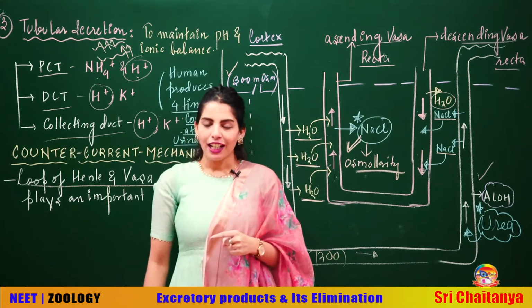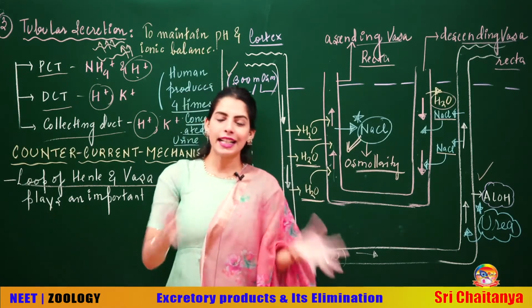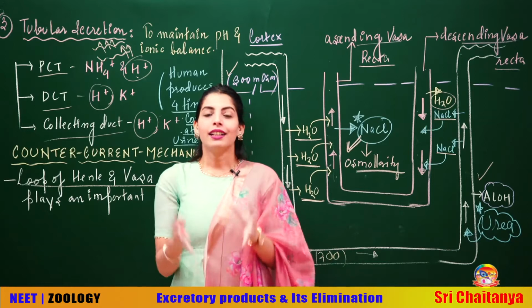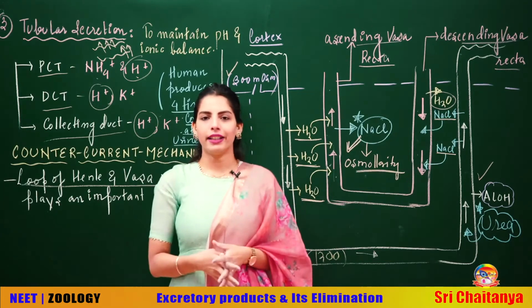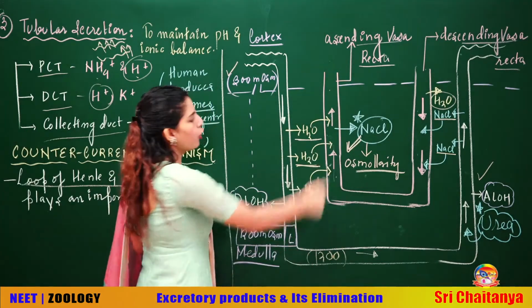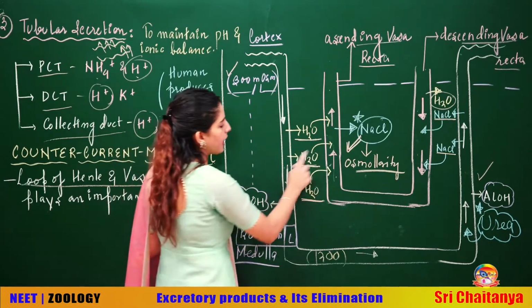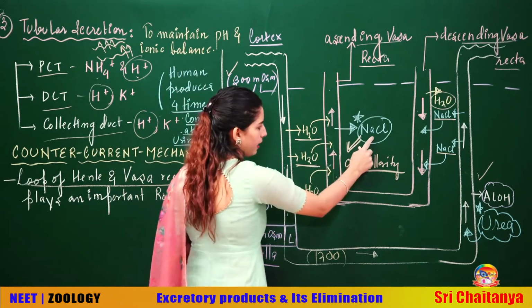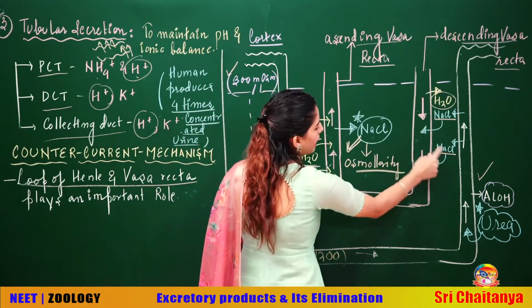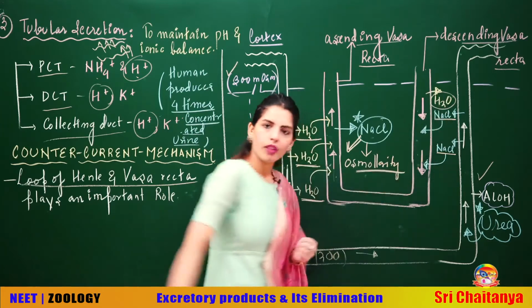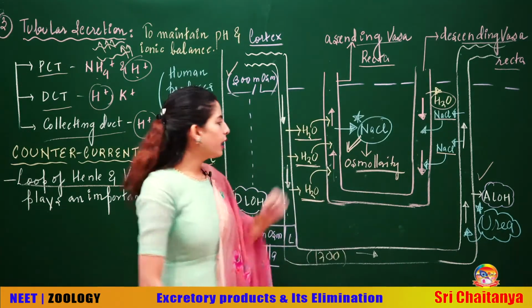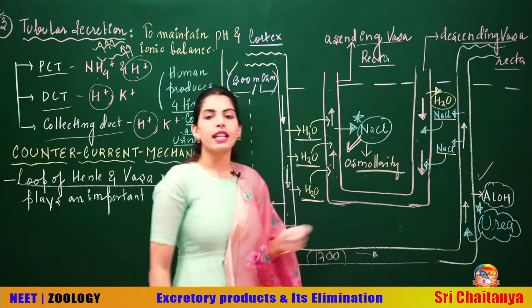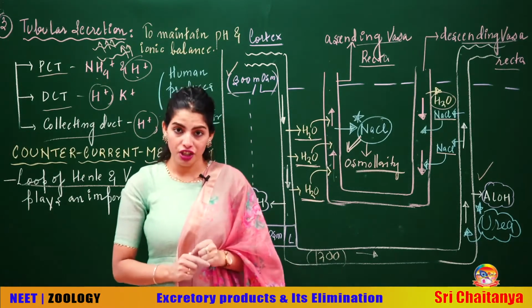Do you see that there is opposite release of things than whatever was taken by them? The ascending loop or ascending vasa recta was taking water, releasing NaCl. The descending vasa recta taking NaCl, releasing water. Got it? But not only this, NaCl is maintaining the high osmolarity of interstitium.